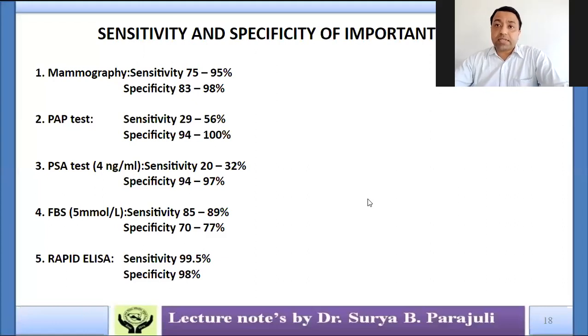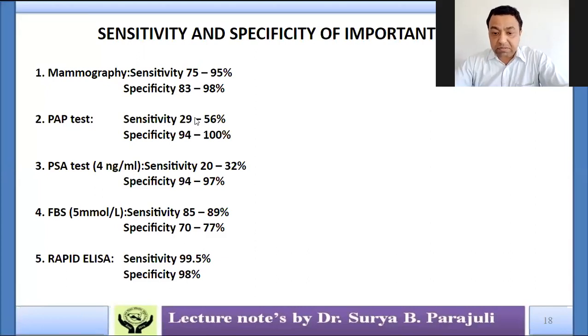Now, these are the sensitivity and specificity of important tests. Mammography. Even in our hospital, we have mammogram. I hope everyone knows what mammography is. The sensitivity of mammography varies from 75% to 95%, and its specificity varies from 83 to 98%. So from this sensitivity and specificity analysis, you can say mammography is more specific. It can more easily identify true negatives. So it's a diagnostic test.